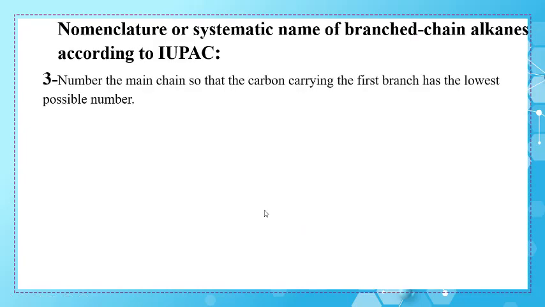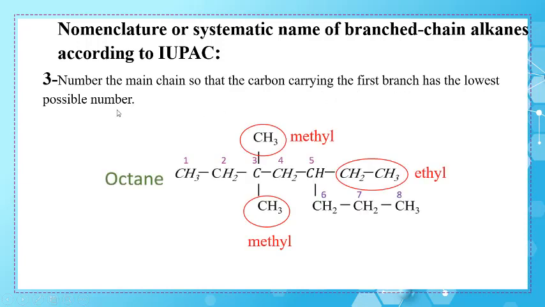The third step is to number the main chain so that the carbon carrying the first branch has the lowest possible number. What do we mean by this step? Here we have to consider 2 directions. The first direction, for example, starts from this extremity. This one represents in this case the first carbon, and the first branches, which are the methyl groups, here we have 2 methyl groups attached to carbon number 3 according to this direction, and the ethyl group is attached to carbon number 5.